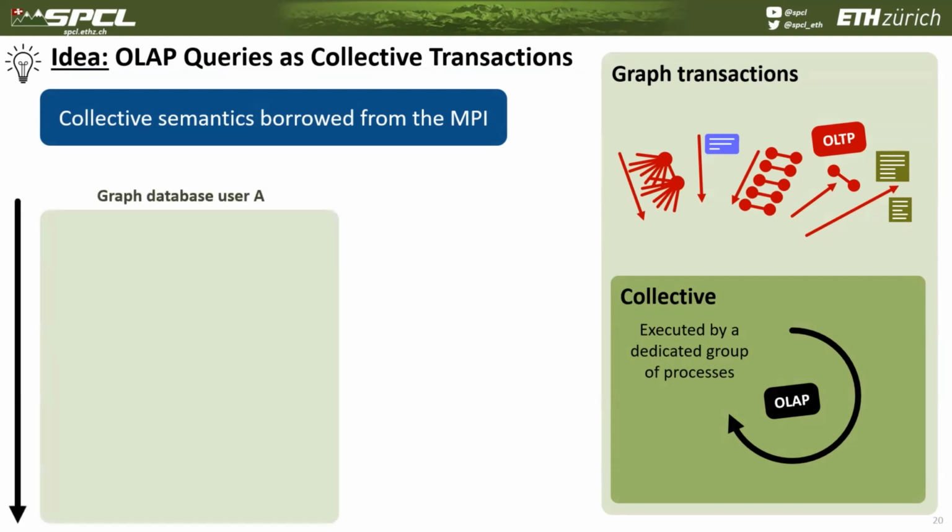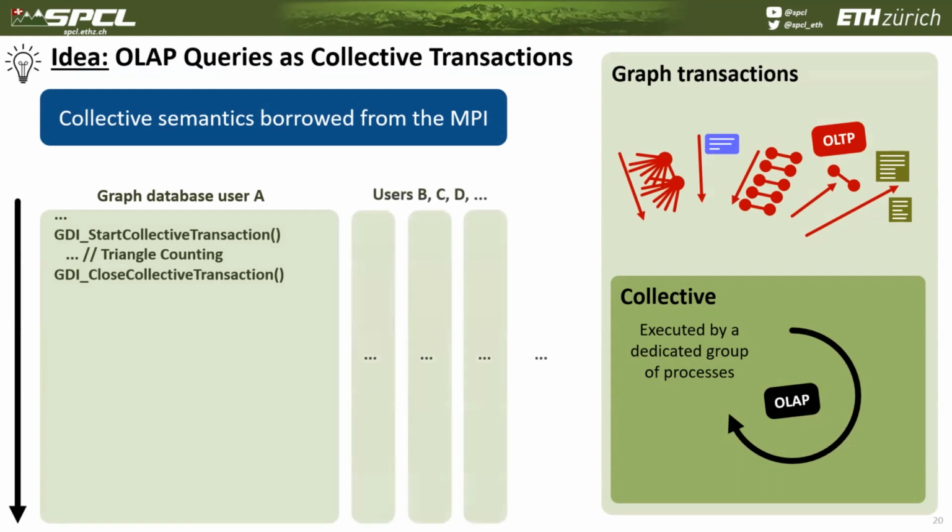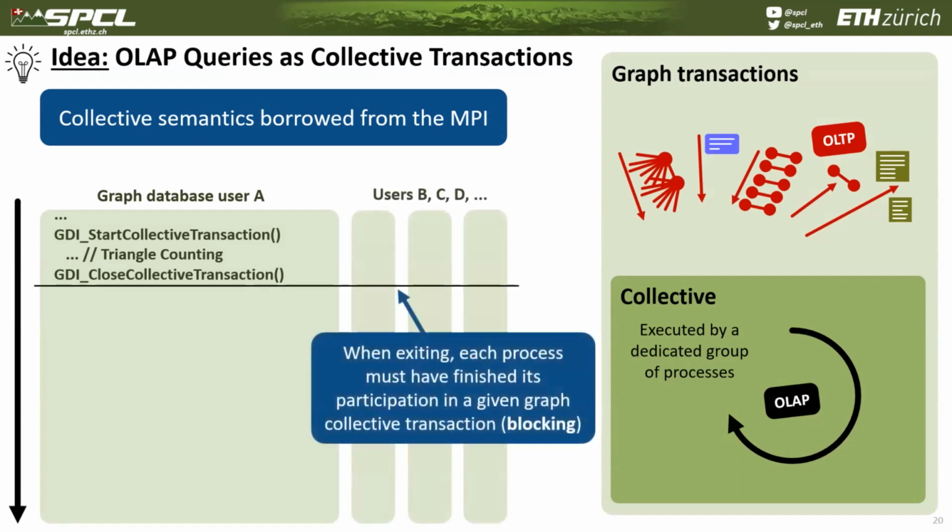So for example, let's say we have some graph database user running some graph queries. For example, if they want to run a large-scale OLAP job, such as triangle counting, they would be using the collective transactions for that. So assuming that we have the blocking semantics, each process that participates in that OLAP query must have finished its participation in this call before exiting this routine, the closing routine.